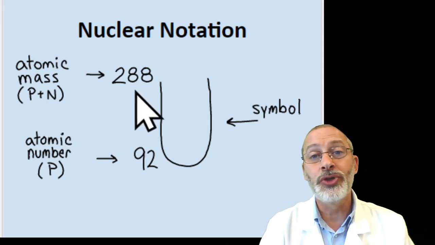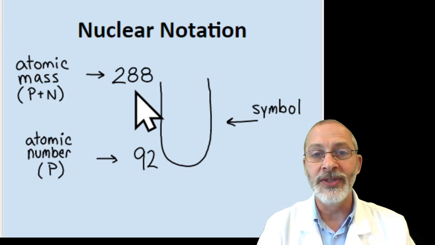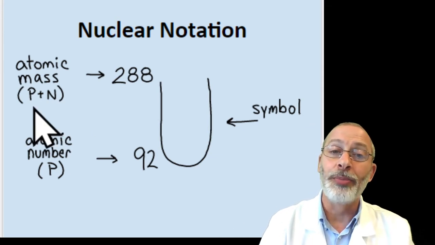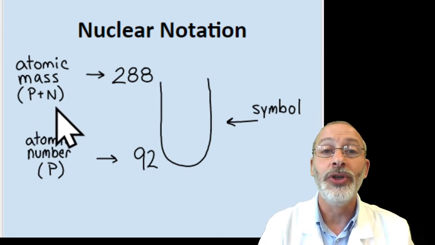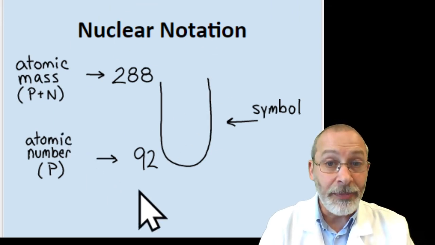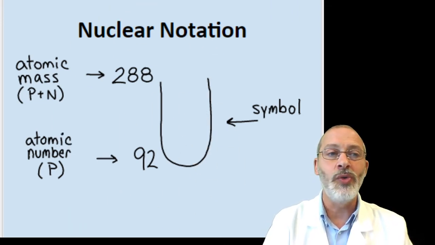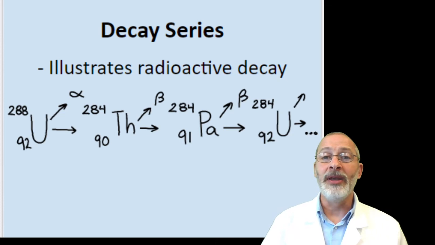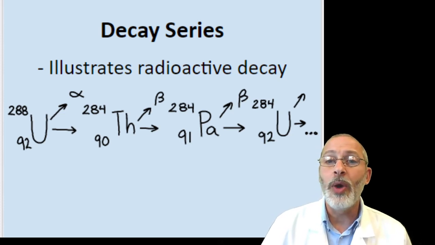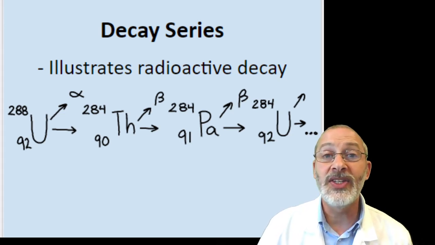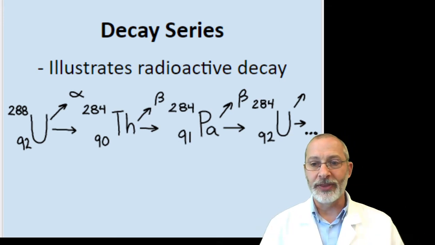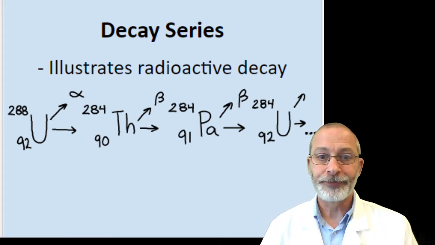So this number 288, for instance, is equal to the number of protons plus the number of neutrons. So keep that in mind as we continue on to examine what is called a radioactive decay series. Check this out. It's pretty cool.